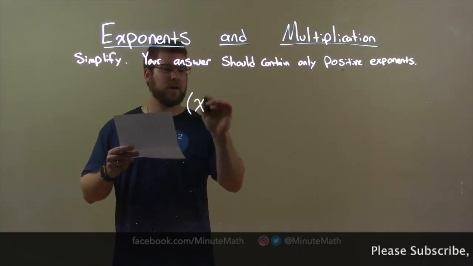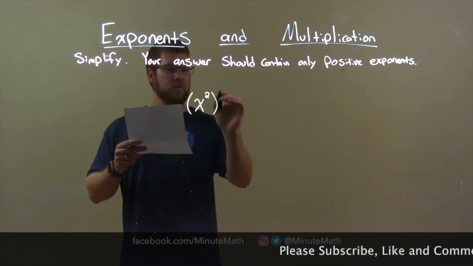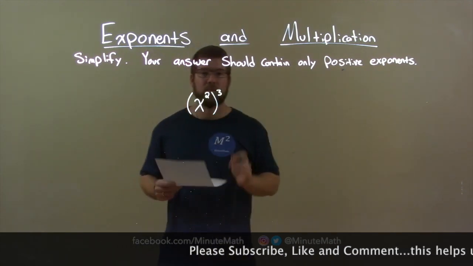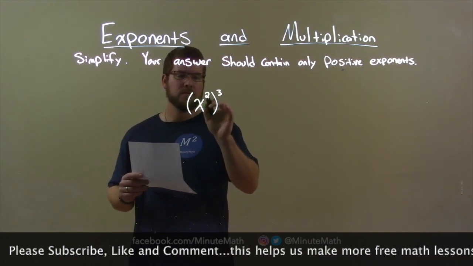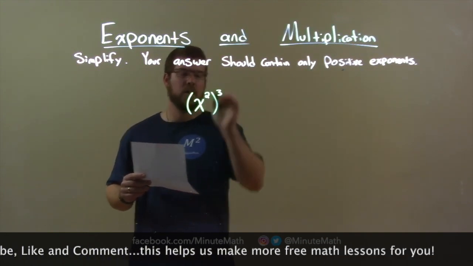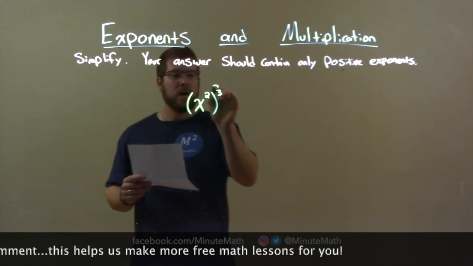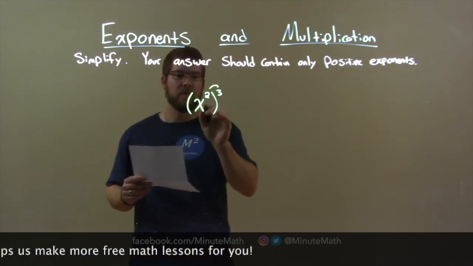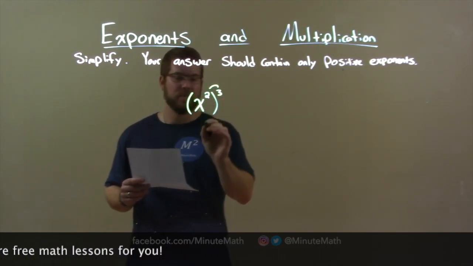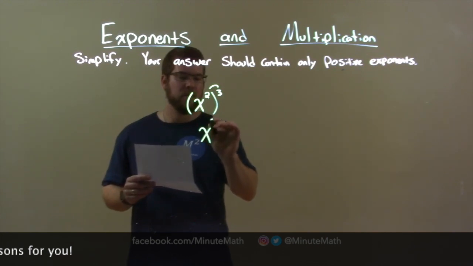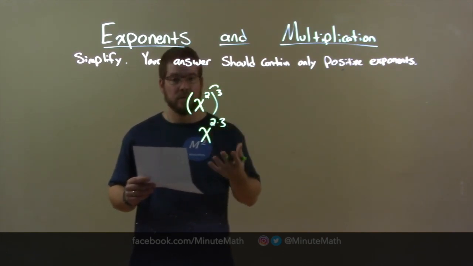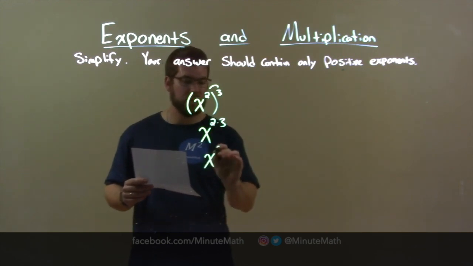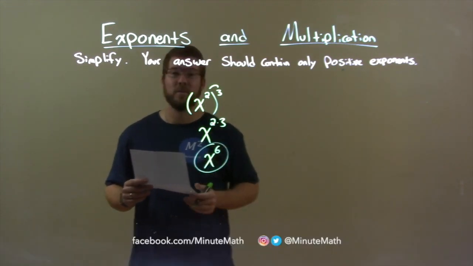We have x squared all to the 3rd power. Okay? Well, one thing we do here, when we have a variable to an exponent, all that to another exponent, we multiply these exponents. So x squared all to the 3rd power is the same thing as x to the 2 times 3 power. Now 2 times 3 is 6, so my final answer is just x to the 6th power.